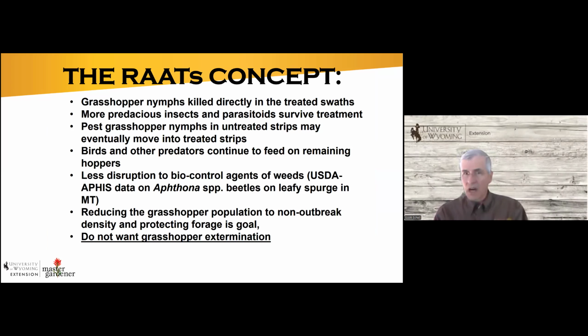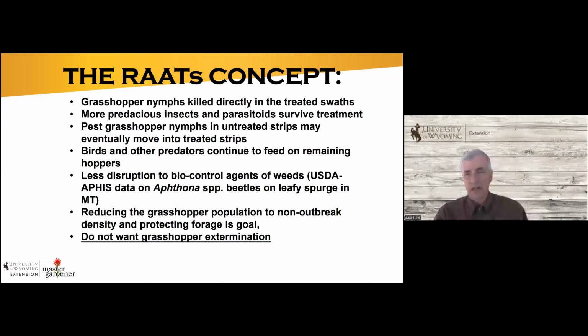Grasshopper nymphs are killed directly in the treated swaths. More predaceous insects and parasitoids survive the treatments. Pest grasshopper nymphs will move. They move a lot. Others, like the species that's a beneficial weed eater, once they've found a patch of the weeds, they really don't move around as much as the forage eating grasshoppers. Of course, other things that prey on the grasshoppers keep on preying on them. And there's also less disruption to biocontrol agents of weeds, noxious weeds.